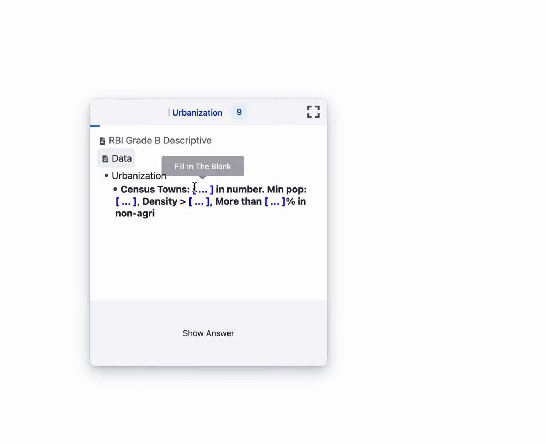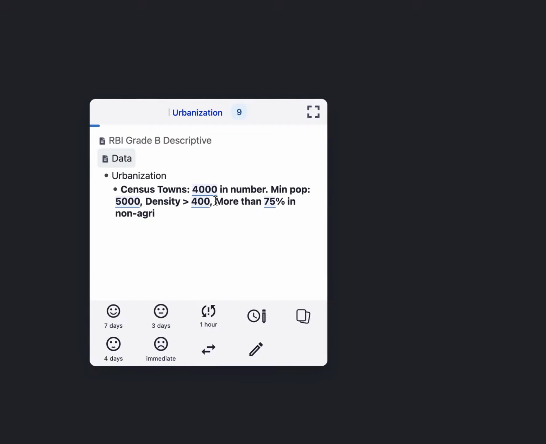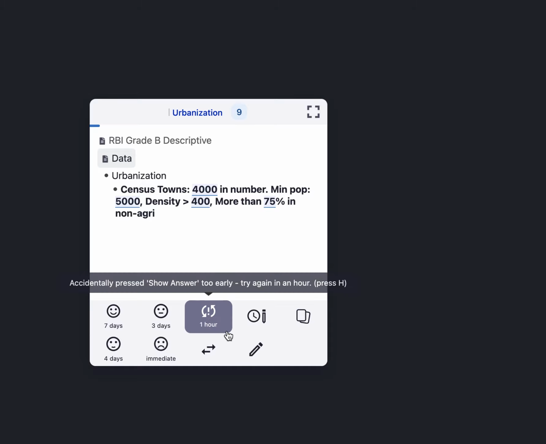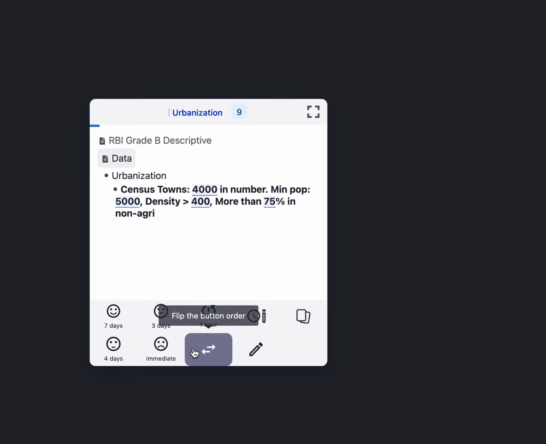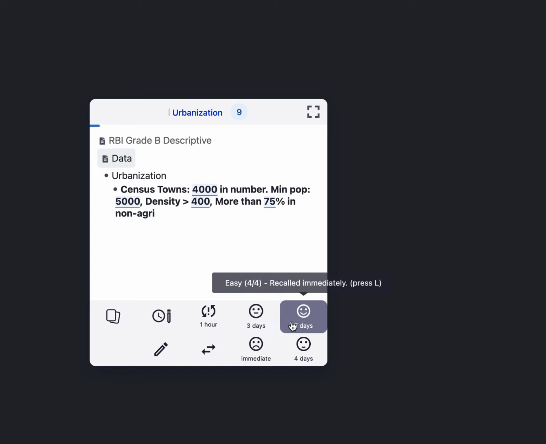Census towns. Let's see if I can remember. Census towns, as far as I remember, are around 4000 in number. Minimum population should be 5000. Density more than 400 and more than 75% in non-agriculture. I'll see the answer. Okay, this one, all of it is correct. So what do I have as options? Flip the button order. Yeah, I prefer this.